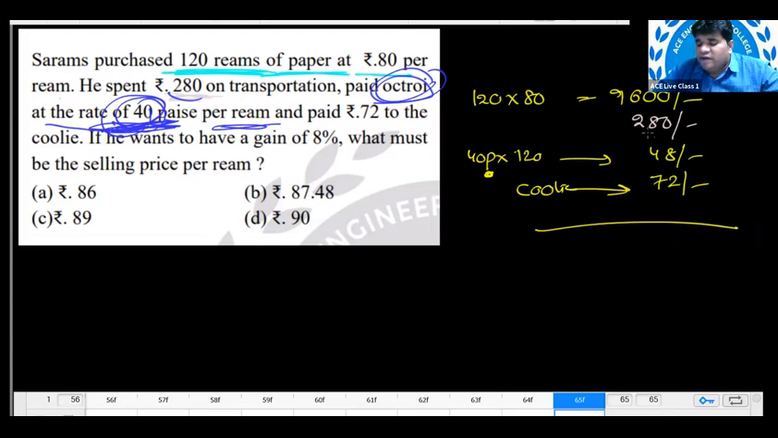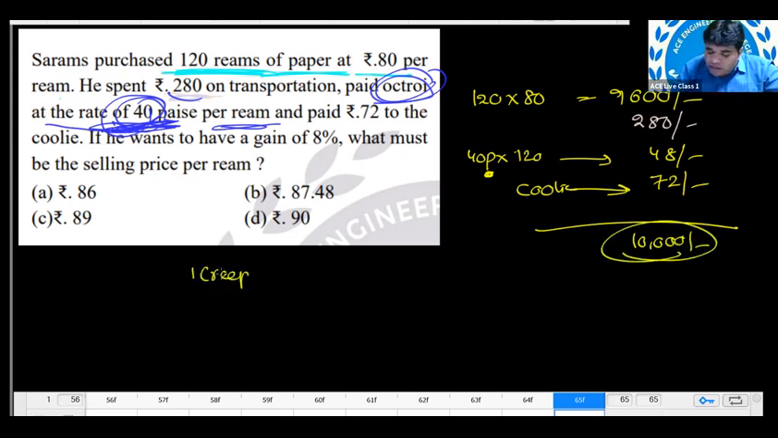80, 120, 120, 120, 400, 10,000. So total 10,000 rupees. This is the investment for 120 reams. So one ream cost price is equal to 10,000 by 120. Is it okay now? 10,000 by 120. Is it okay?